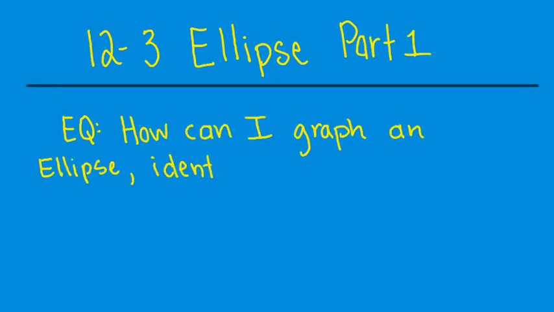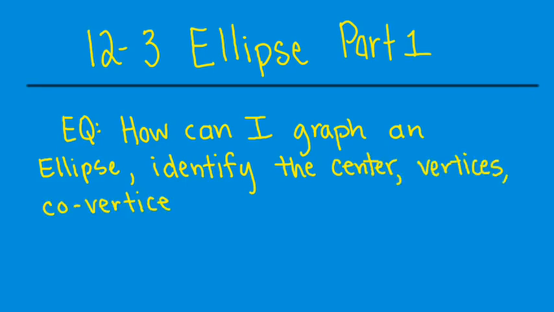Chapter 12.3 Ellipse, Part 1. So we're going to look at how to graph an ellipse, identify the center, vertices, co-vertices, and foci. Foci, which is plural for focus.